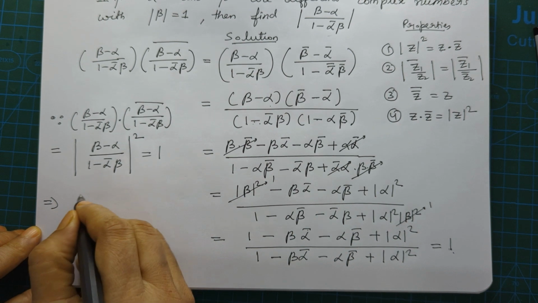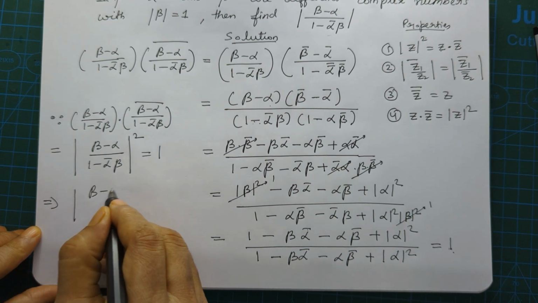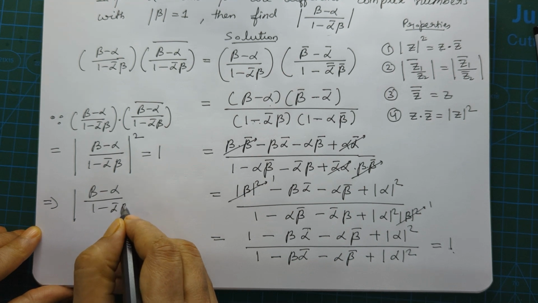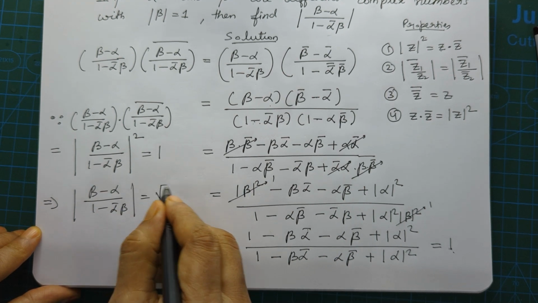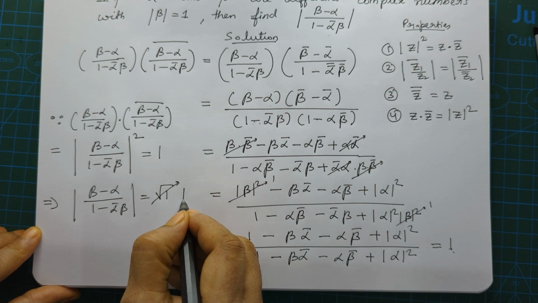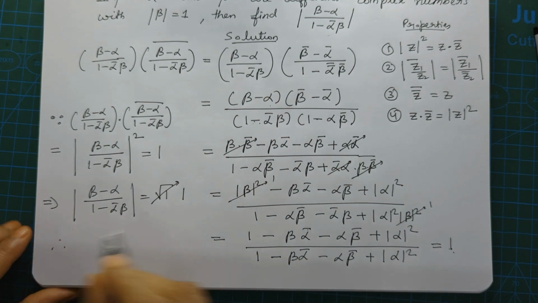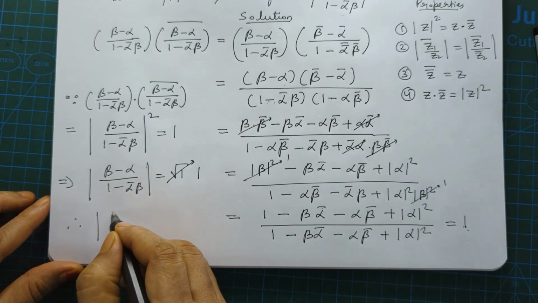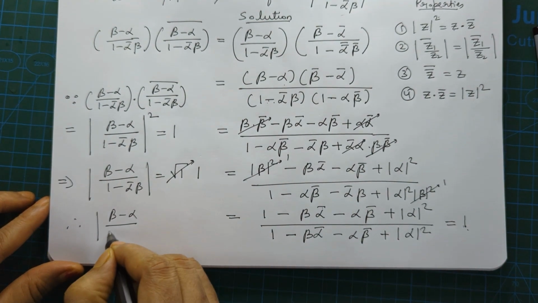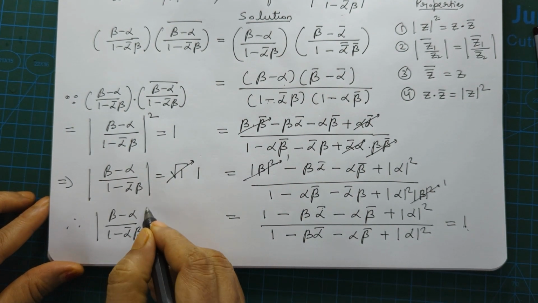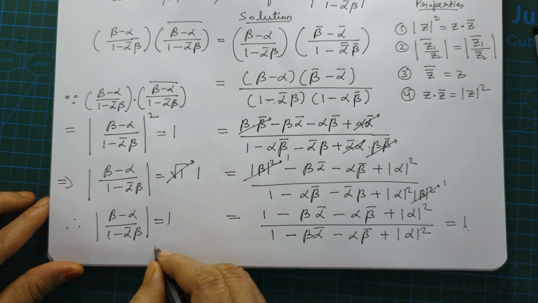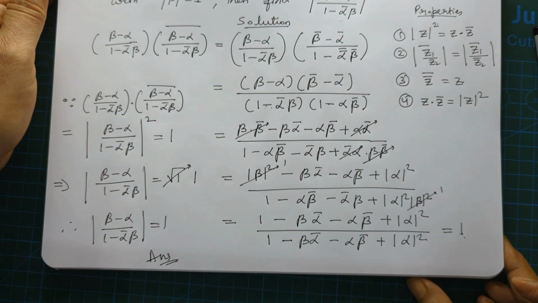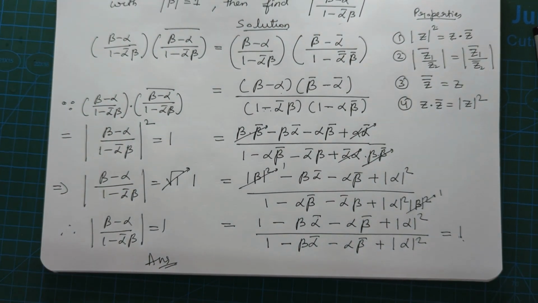Now this implies mod beta minus alpha by 1 minus this is square root of 1. Square root of 1 is 1. So what is the value of this one, what the question is about? Beta minus alpha by 1 minus this. The value of this is 1 and this is the answer. And this is a very good application question that involves conjugate as well as modulus of complex number.